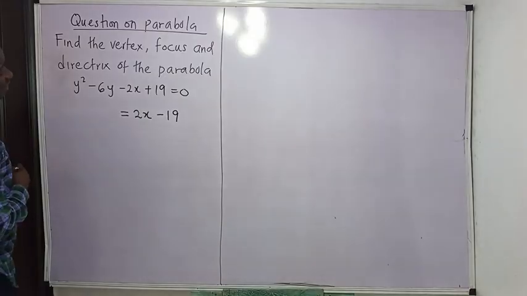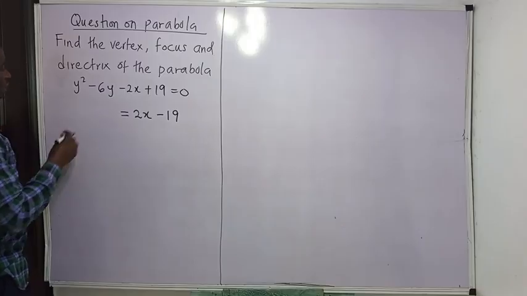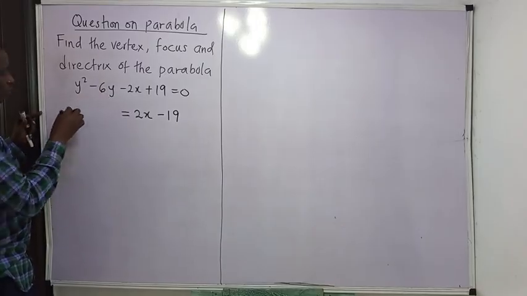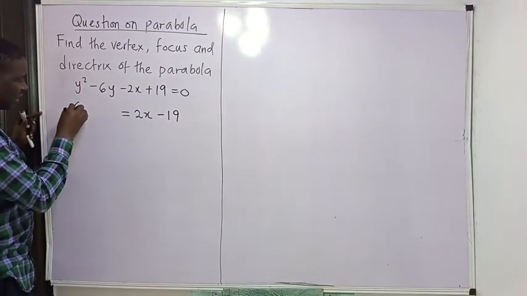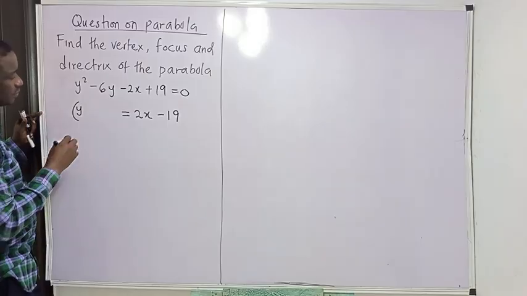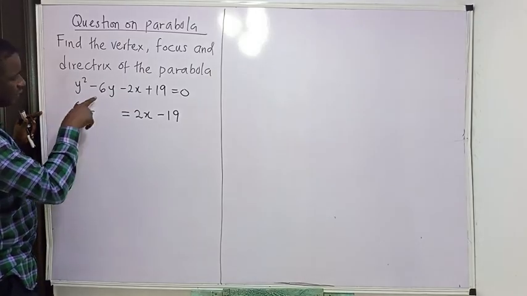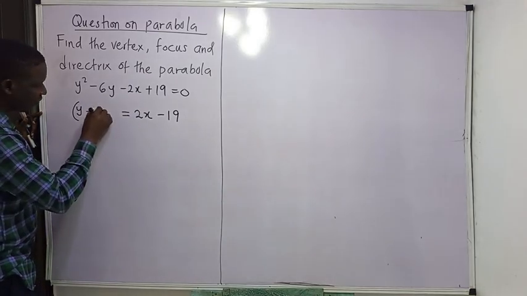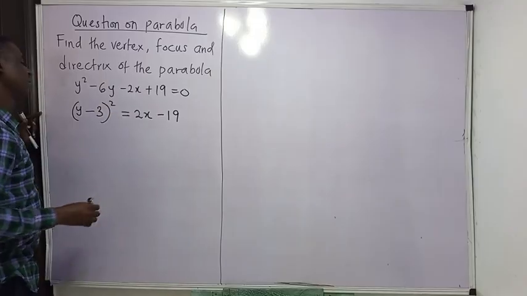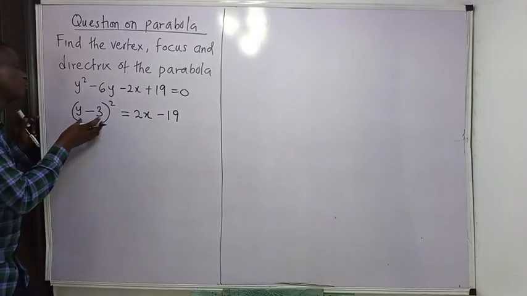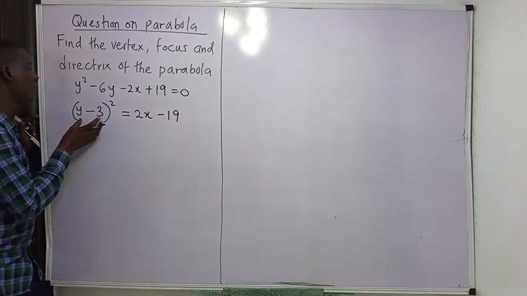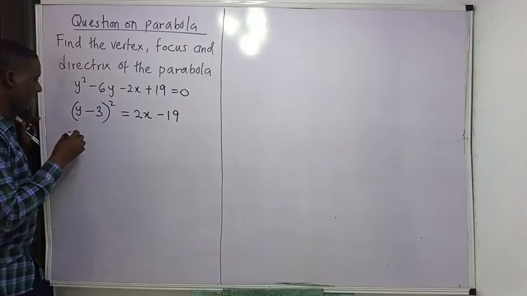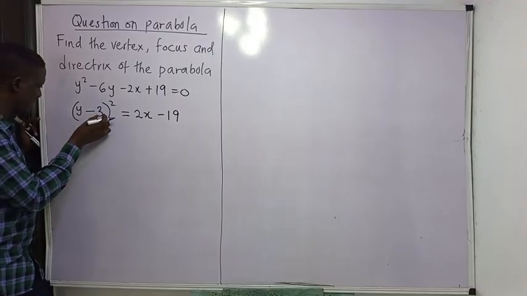Now we deal with the left hand side. How do we deal with the left hand side? We perfect the square of this one. How do we perfect the square? What we want to do is take this y, then minus, divide this 6 by 2. You have 3, then square it. You perfect the square. But this perfection of square always increases the left hand side by the square of this 3, which is 9.